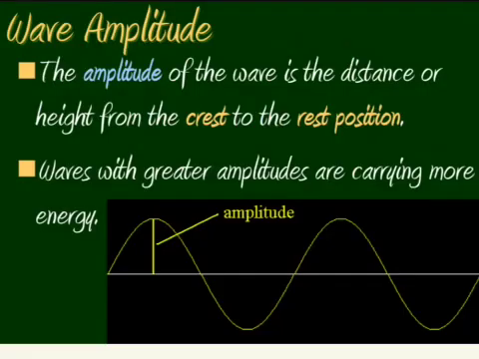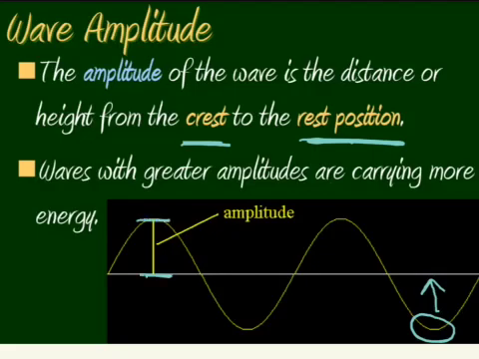Here again is the wave amplitude. The amplitude of the wave is the distance or height from the crest to the rest position, or even from the trough, this low point, to the rest position. Okay, so either this distance here or this distance here. And it doesn't really matter how you define it. Most people define it as the distance between the crest and the rest position, but you can define it either way.